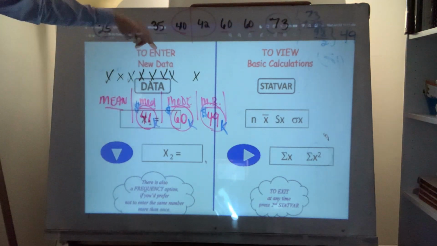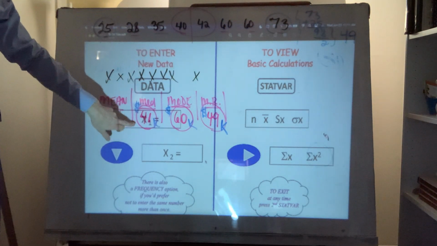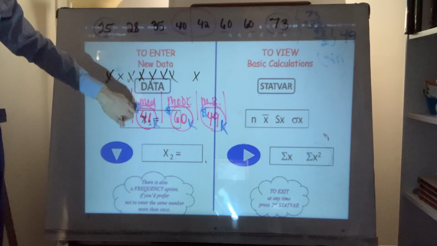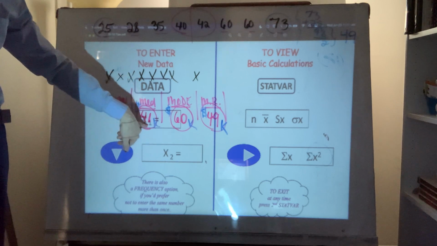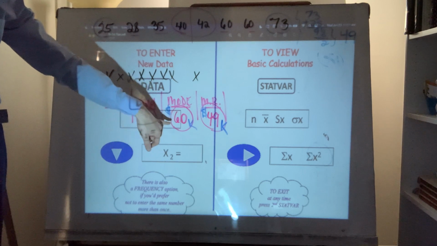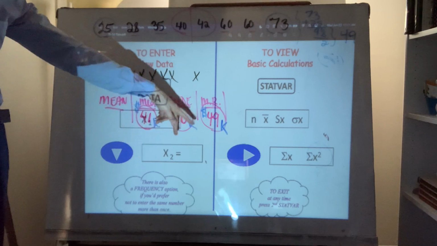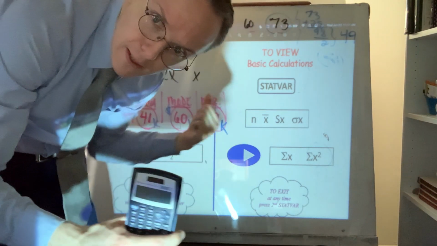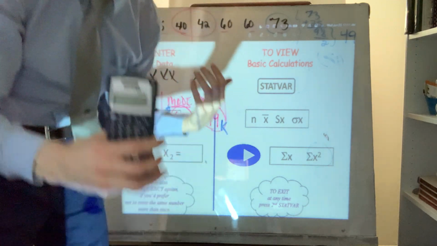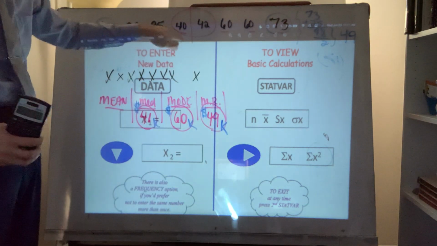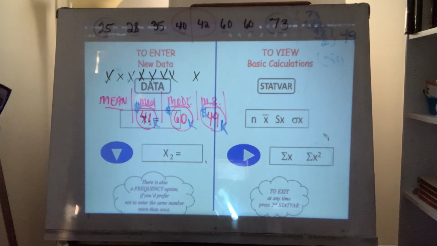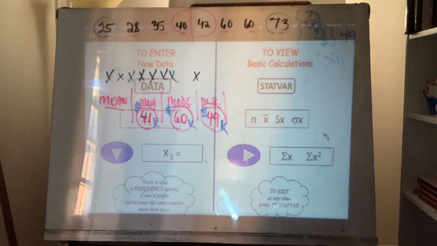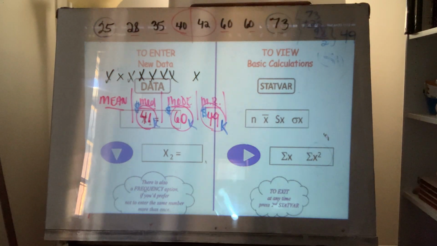If you want to enter new data, you'll press the data button, and then you'll see x1 subscript and a blank space, x2 if you scroll down and a blank space, and so forth. That's going to be entering the salaries up here. You could type the actual figure, 25,000, 28,000, and so forth, or just remember to multiply by 1,000 later. It's up to you.